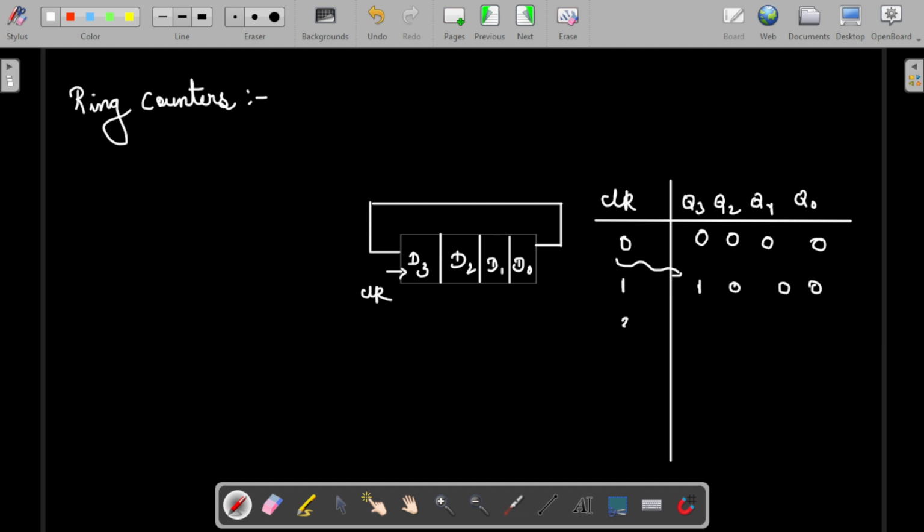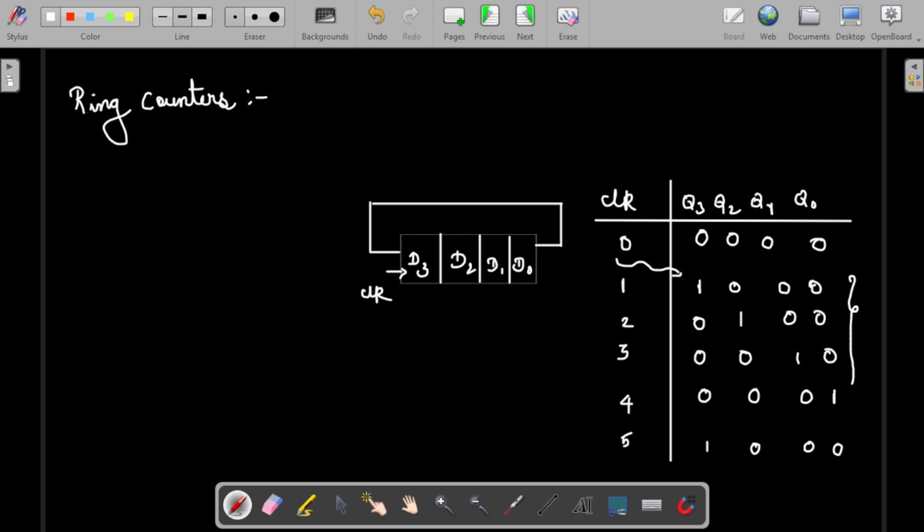At clock 2, this 1 will be shifted to here, so this will be 0. This last one will come first: 1 0 0. At the third clock, the 1 will come here, the 0 will go here, and the last 0 will come next first. At the fourth clock, it will be 0 0 0 1. After the next clock pulse, the 1 will come to this one, so this is nothing but our initial condition.